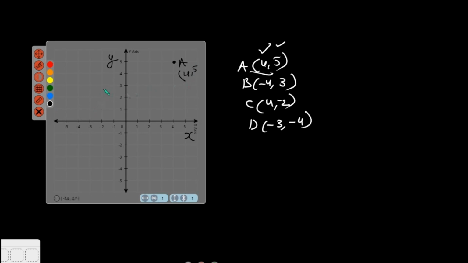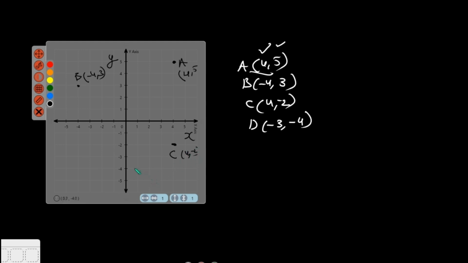Similarly, where is the point B located? It's -4 and 3. X is -4 and y is positively 3, right? So positively 3 is located here. So this is the point B. This is -4, 3. So let's fix the C point. C point is +4 and -2. The y is -2 here. So let's take this point. C is +4 and -2.